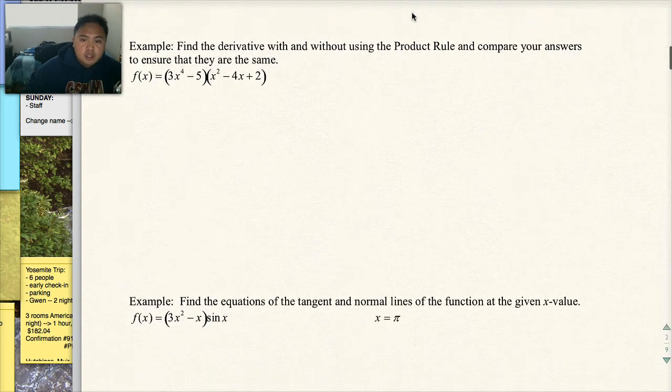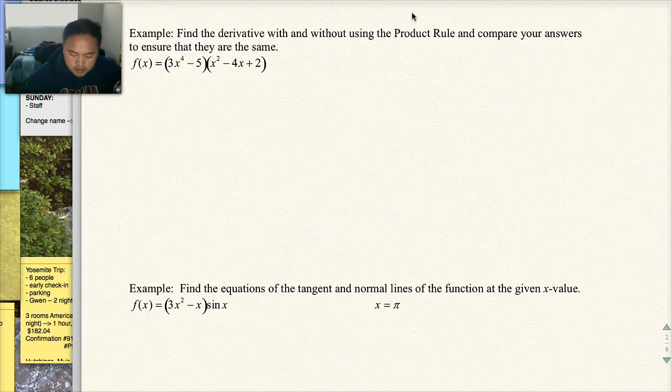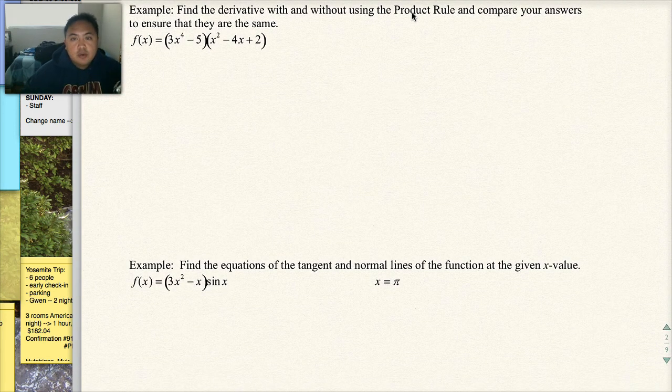Now, two more examples about the product rule to see if you understand this. The first one says, find the derivative with and without using the product rule and compare your answers to make sure it's the same. So basically, I'm going to prove that the product rule works. The very first thing I'm going to do is try it without the product rule. This one is kind of like FOIL.